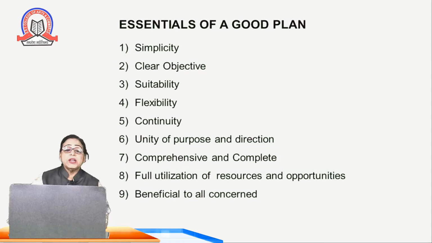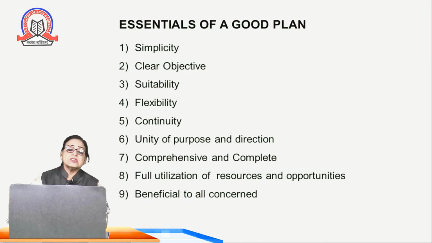Next is comprehensive, unity of purpose and direction. There must be unity of purpose and direction in the plan. Things should not go directionless. Whomsoever is related directly or indirectly with the plan, they must be united in the purpose or objectives. That means every department must keep the same common objective, which is the main objective of the good plan, and they should move on those lines.